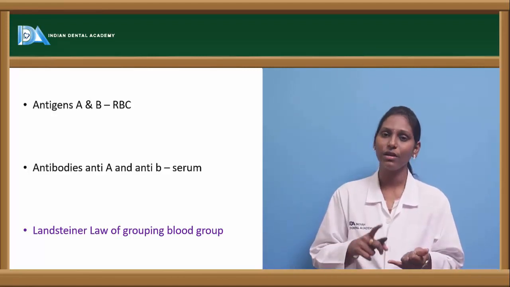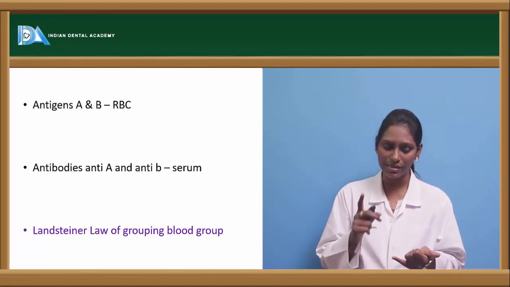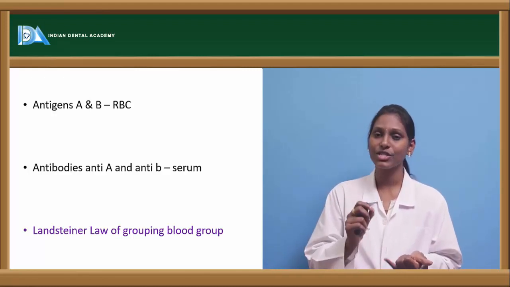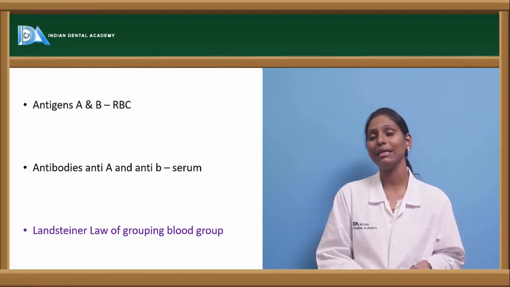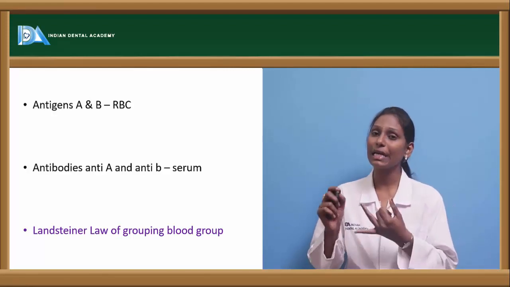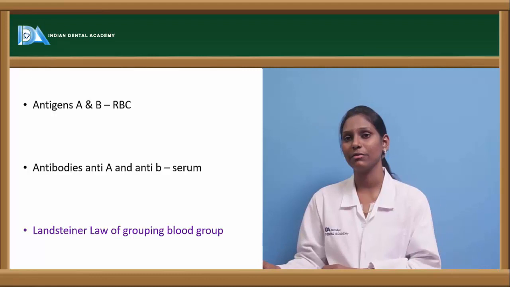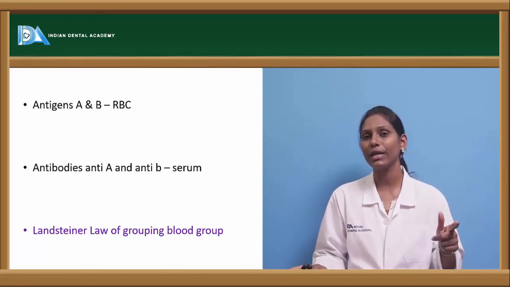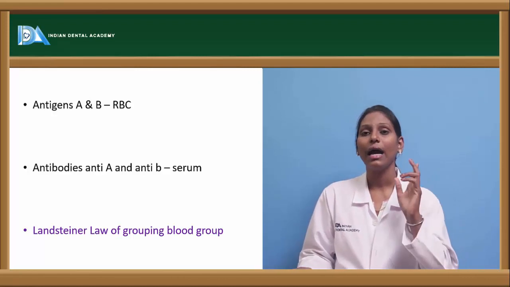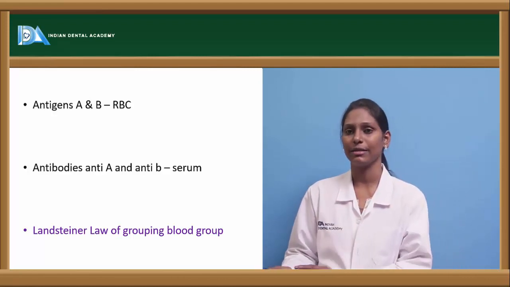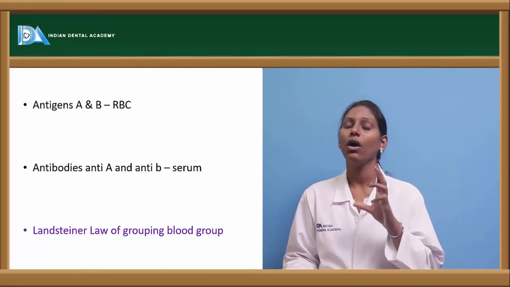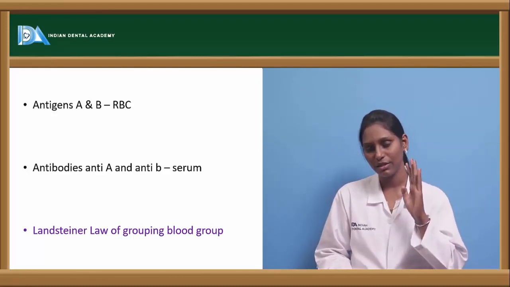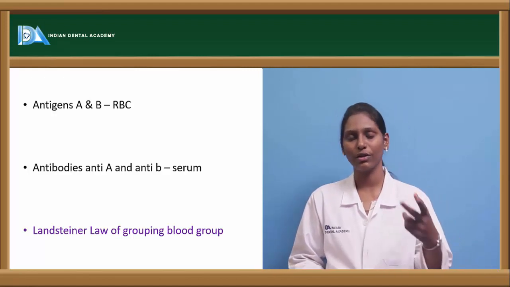Rule number 2: if a particular antigen is absent on the RBC, then its corresponding antibody will be present in the serum. For example, if there is no antigen B on the RBC, then we can see antibody B within the serum. This is rule number 2. All the blood group systems that we have, A, B, AB and O, follow both these rules.